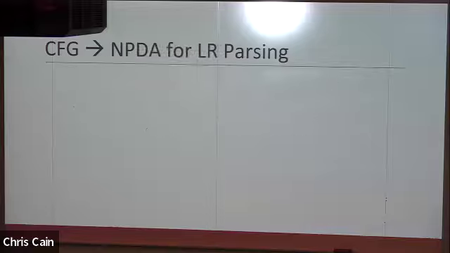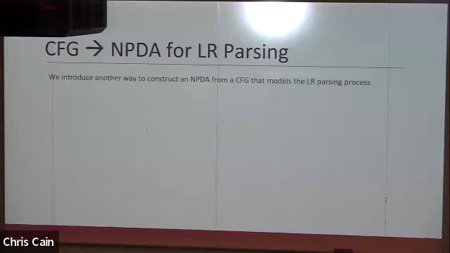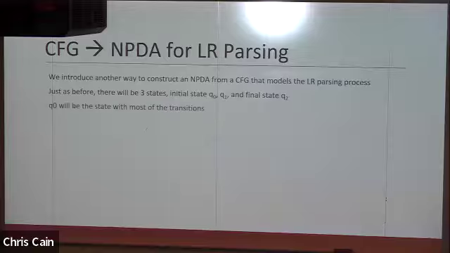So just like we did before with converting a context-free grammar to an NPDA that mimicked the LL parsing process, we're going to do exactly the same thing for an LR parsing process. So how could we convert this in a way that mimics this instead? Just as before, we only have these three states. We have an initial state, a middle state where all the work is being done, and a final state that we transition to once we are done. But I kind of lied to you: unlike the LL parsing, Q0 is where most of the transitions are going to occur instead of Q1.